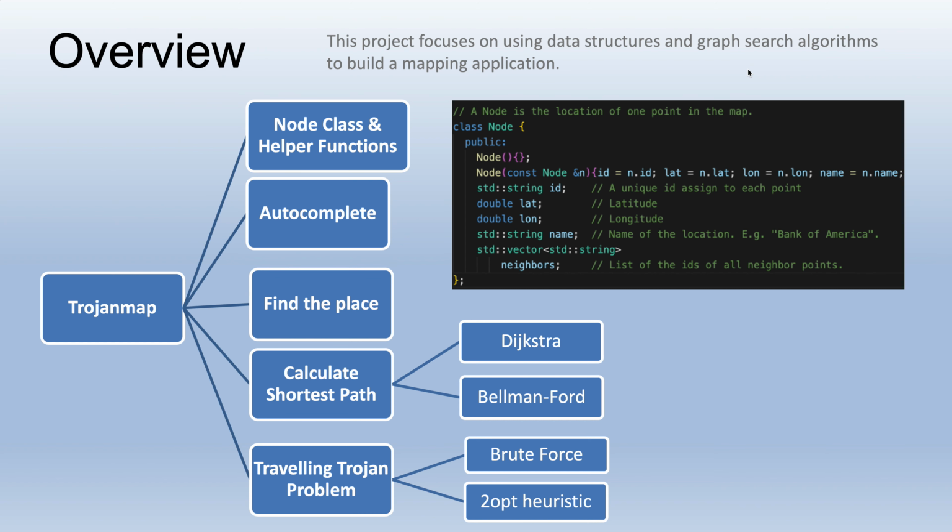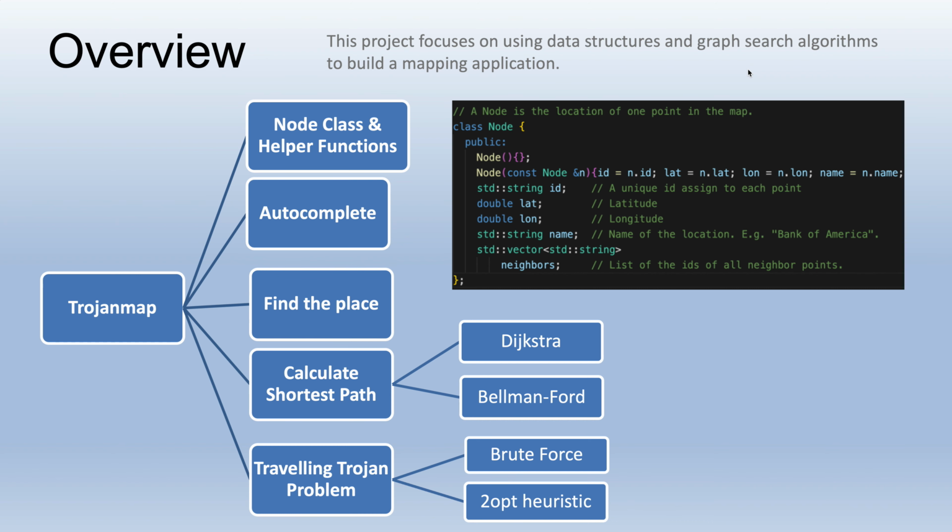This project focuses on using data structures and graph search algorithms to build a mapping application. We can see here there are several parts. The first part is the node class, which we can see on the right. The second part is autocomplete. The third part is find the place. And the fourth part is calculate the shortest path.